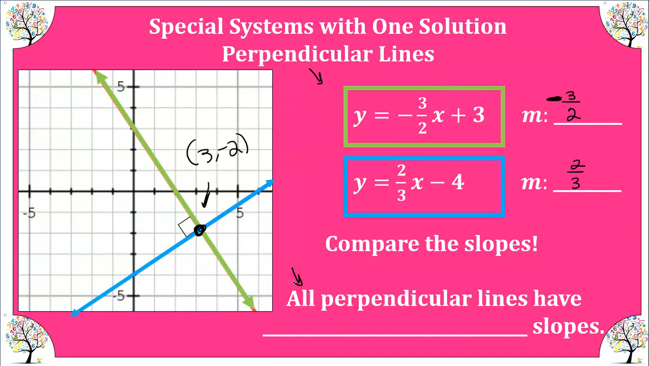So please take note that all perpendicular lines have opposite reciprocal slopes. Make sure you write that in your notes.